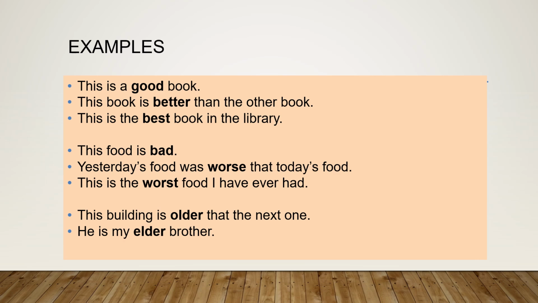This building is older than the next one. The building is older than the next one. He is my elder brother. Now, these are two forms of the word old in the comparative degree. So, these are some more examples.